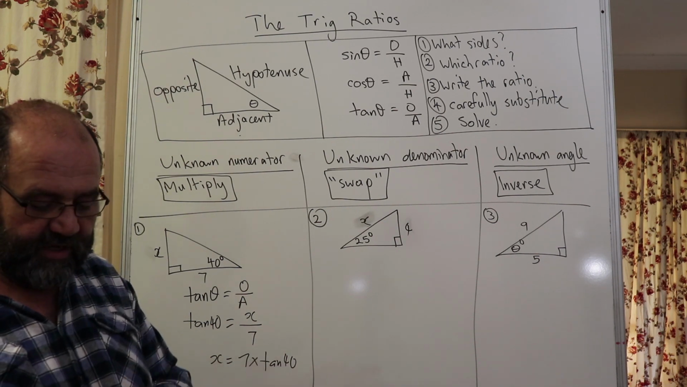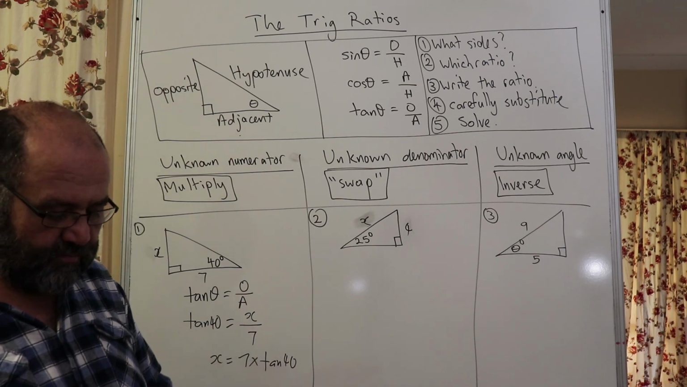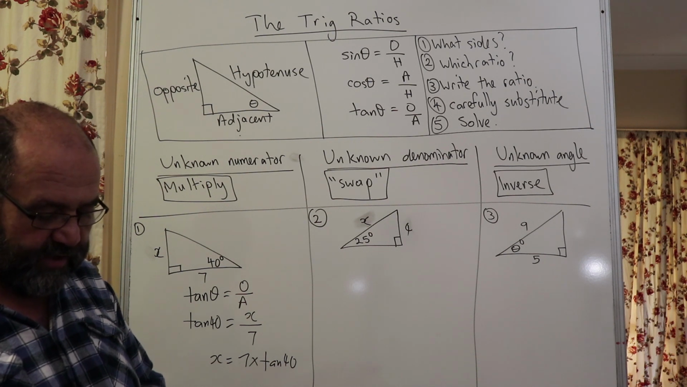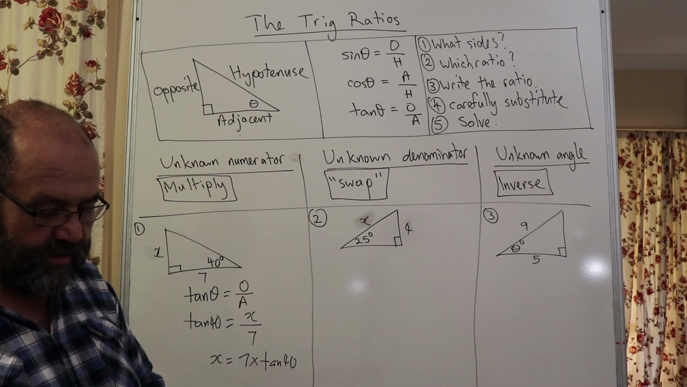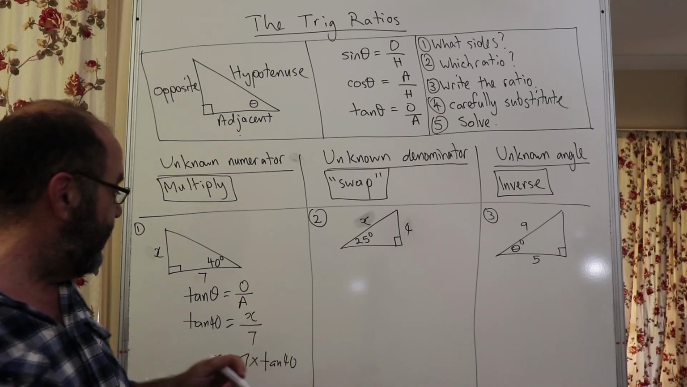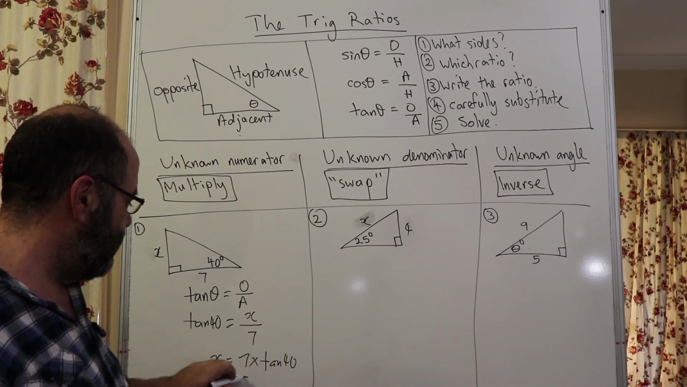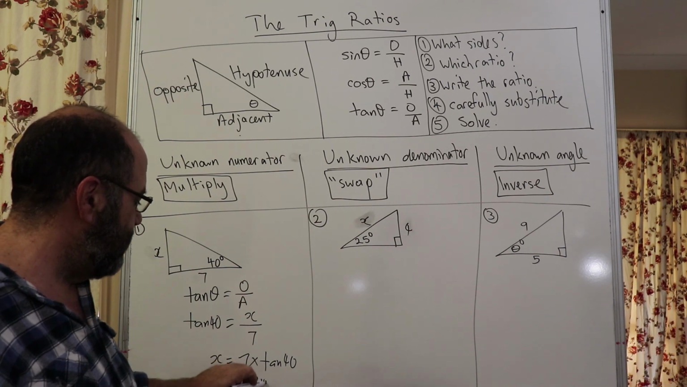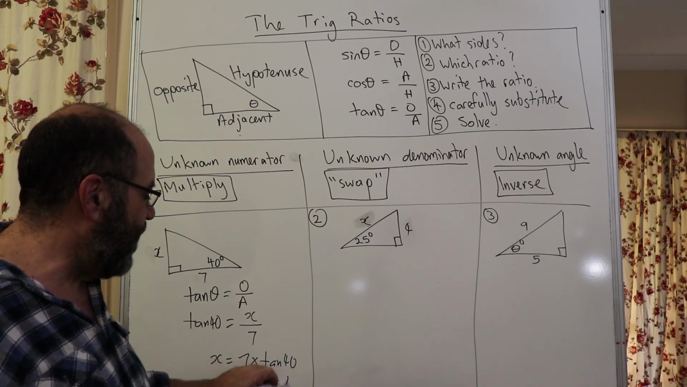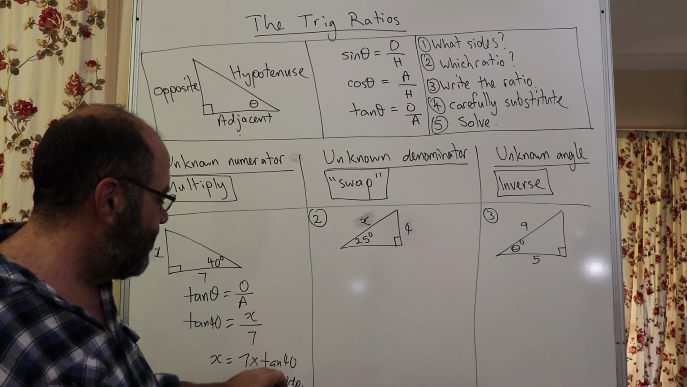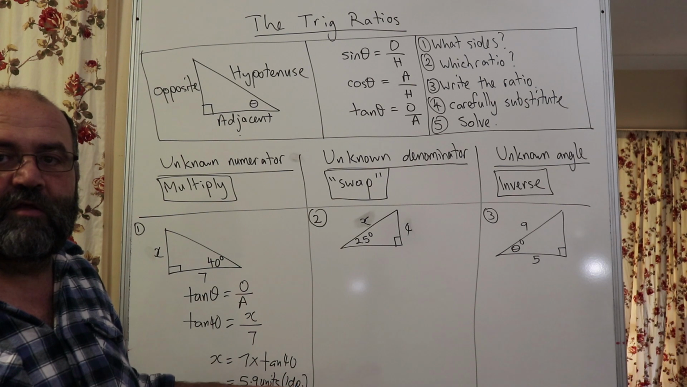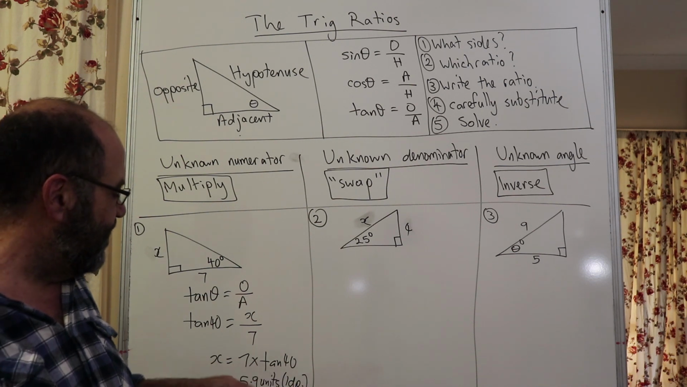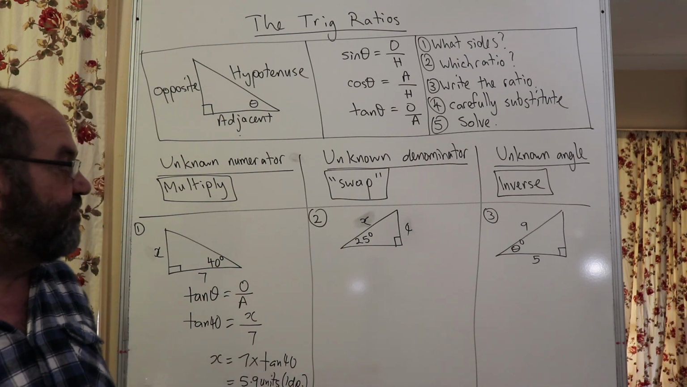Okay, I'll go to my calculator for that one. 7 multiplied by the tan of 40 is 5.9 units to one decimal place. Okay, I hope that that fits on screen there, but 5.9 units to one decimal place.